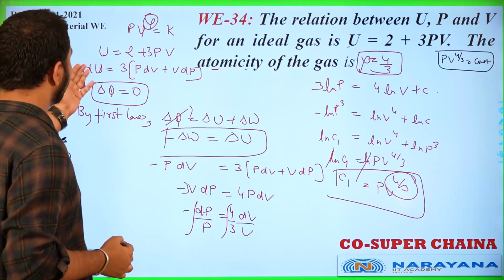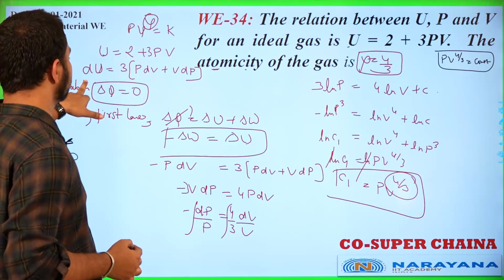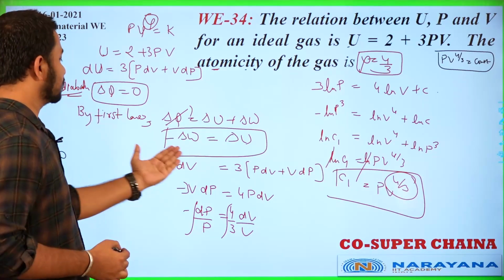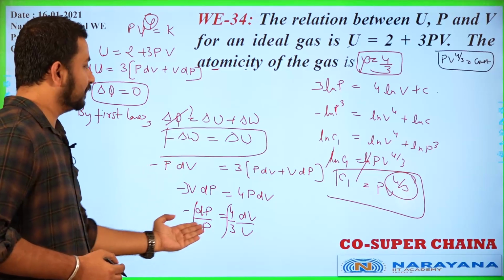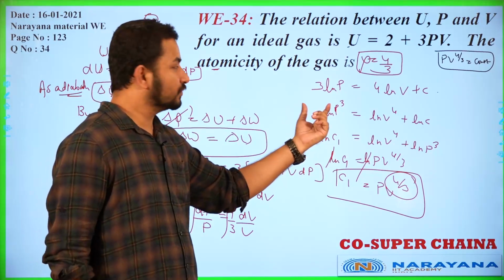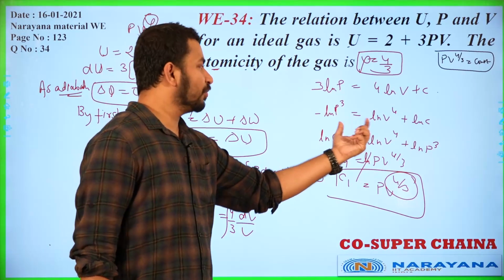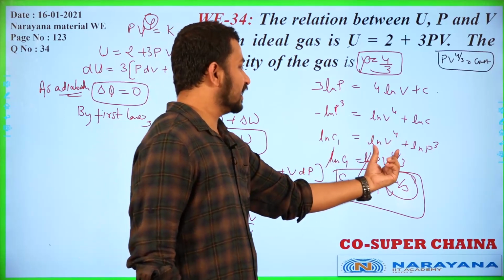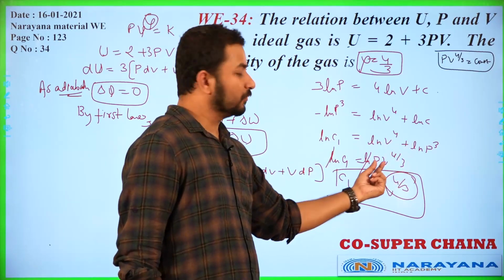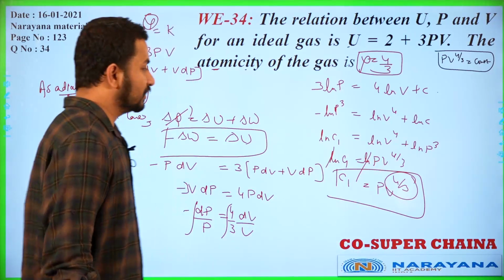So just a quick check of what we have done. U was given, so we got dU. We just substituted it in the equation and simplified it. Just basic maths which we have done here, and the log property is used. Just shift that to the other side, and log a plus log b will be log ab. This is what we have used.